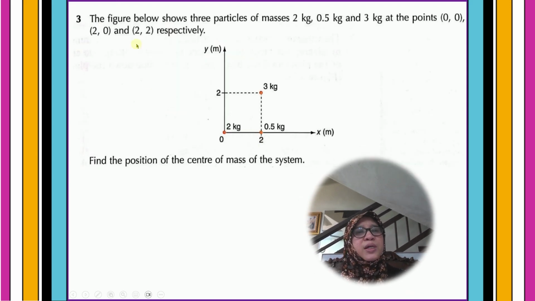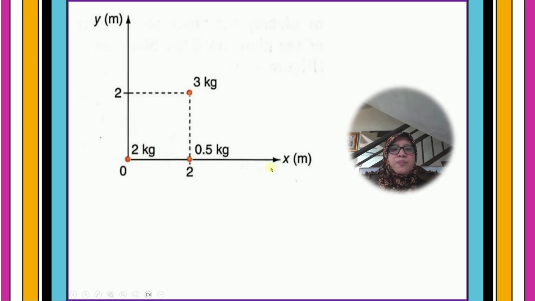Okay, now we go to question 3. The figure below shows 3 particles of masses 2 kg, 0.5 kg, and 3 kg at coordinates (0, 0), (2, 0), and lastly (2, 2). This is the coordinate given. Find the position of the center of mass of the system.